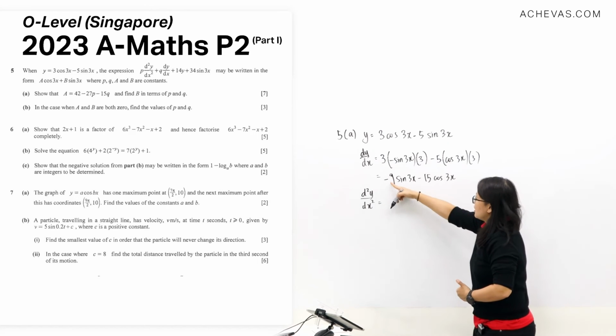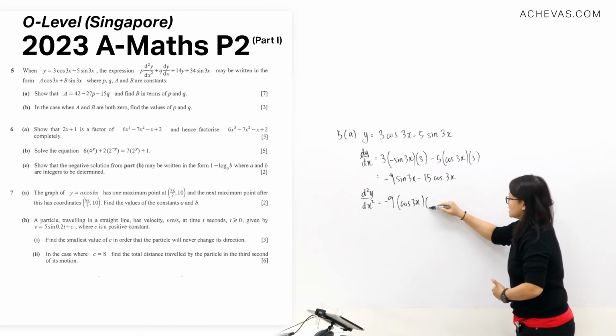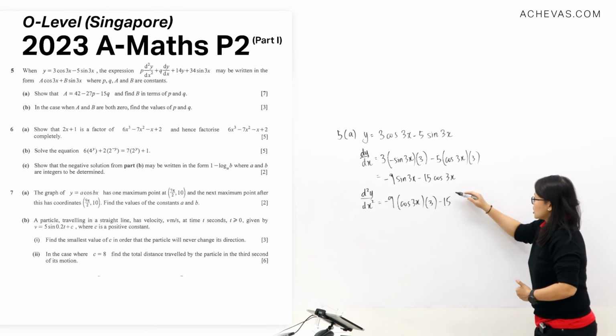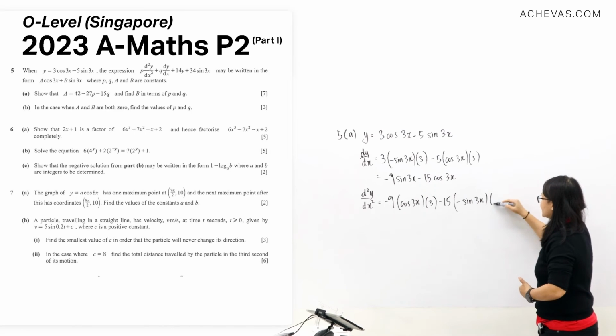Let's do the same. Constant, leave it alone. Differentiating sin 3x, that's cos 3x. Differentiating 3x, that's the 3. Write down negative 15. Differentiate cos 3x, that's the negative sin 3x. And differentiate 3x, that's 3.